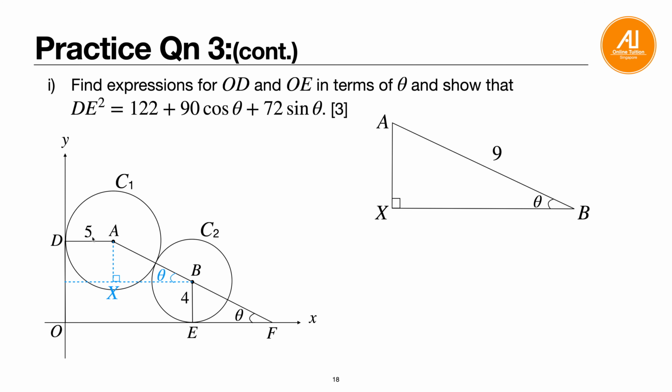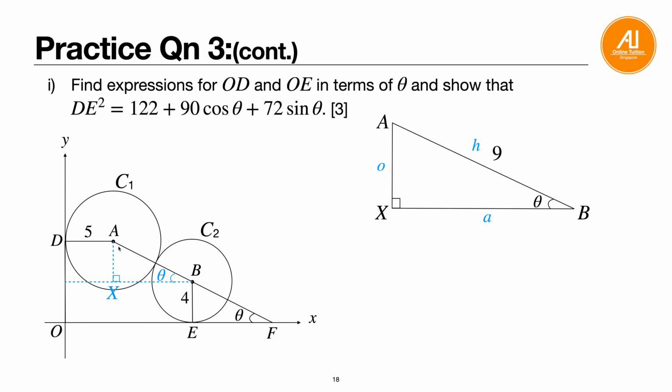So take note, this is 5 units, this is 4 units, so add up will be 9 units. And then this is my theta, of course, because of corresponding angles. Okay, your E.Maths. So same thing, label our OAH. This is O, this is A, and this is H.